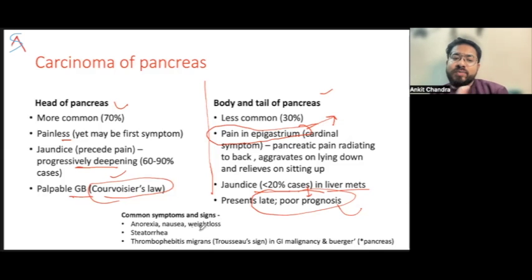And if there is a carcinoma, definitely they will have common symptoms like anorexia, nausea, weight loss, and steatorrhea as a symptom of malabsorption. We'll be dealing with this in detail in the next few slides. Then there could be thrombophlebitis migrans, which we call Trousseau sign, which is also seen in GI malignancy, also seen in Buerger's disease, and more specifically in GI malignancy, it is seen in pancreatic cancer. I'll tell you in the general examination of this video how to look for Trousseau sign and what it is in detail.